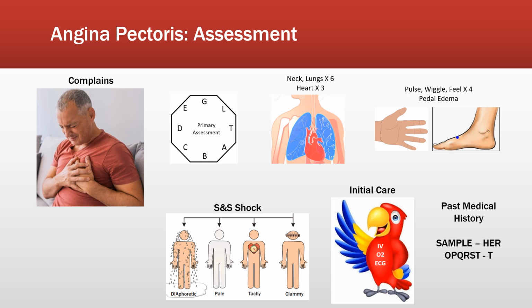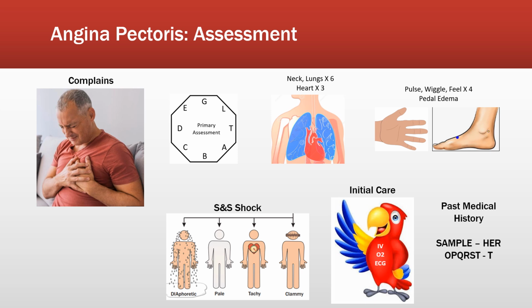Notice the neck. Look at the neck for jugular vein distension. Then see if he has pulses, if he can wiggle and feel his fingers and his toes, all four extremities, and look for pedal edema. Rule out any serious signs and symptoms: that pale, cool, diaphoretic. And then do that initial paramedic care: IV, O2 as needed, and ECG. They have chest pain, so it better be a 12 lead.